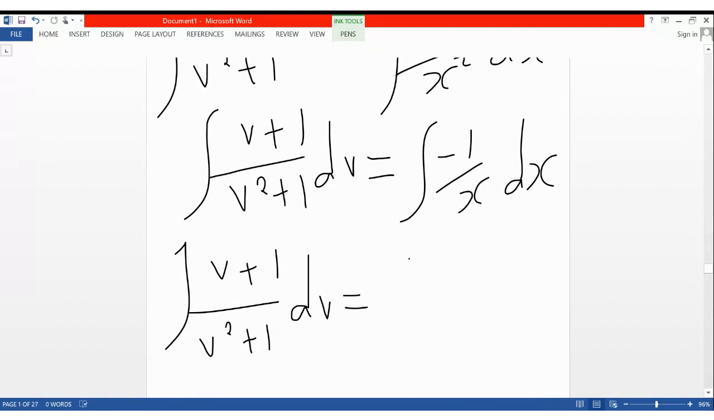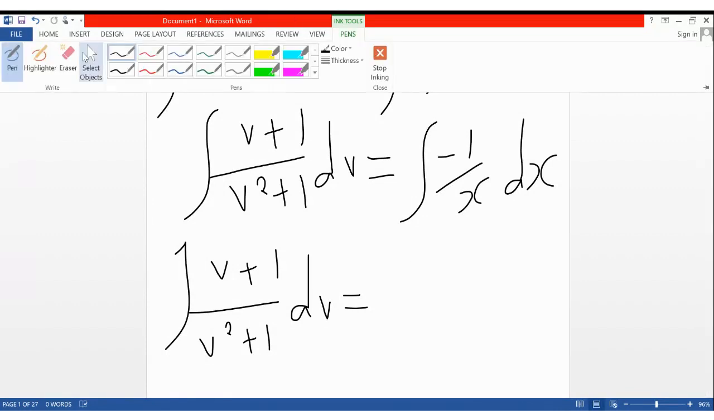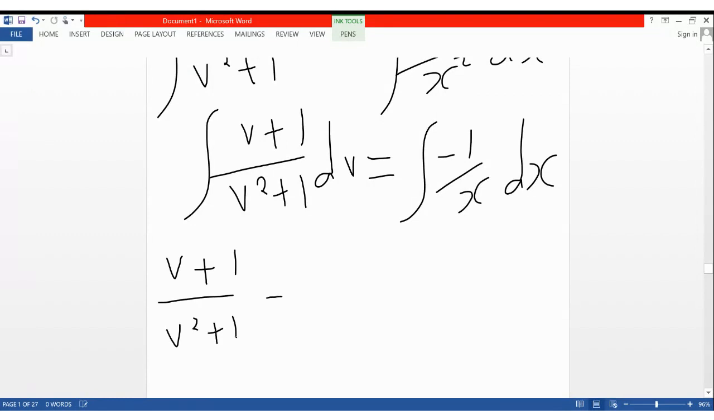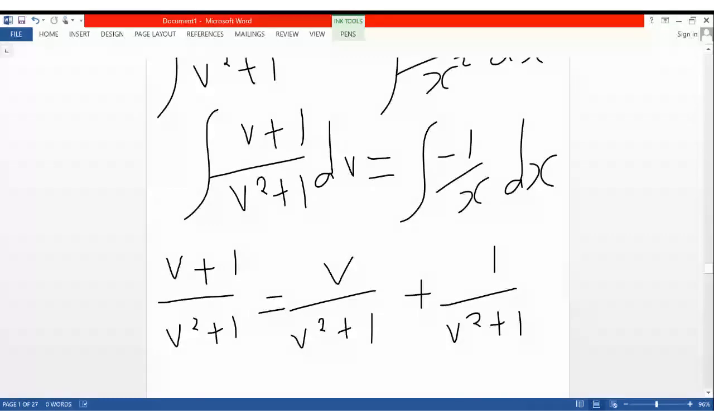This is what I'm getting. I'm giving you a hint of how to solve that one. It is very simple, but you must be careful. It is very easy, but you can't see it if you don't remember integration. So v plus 1 all over v squared plus 1, if you distribute, you'll get v all over v squared plus 1, and then plus 1 all over v squared plus 1. So you can easily distribute the denominator on the first term and the second term. Then the integration now becomes a bit easier.